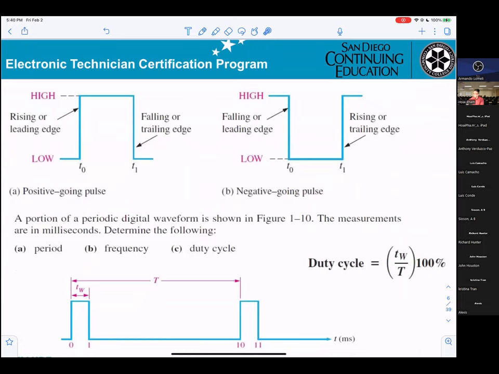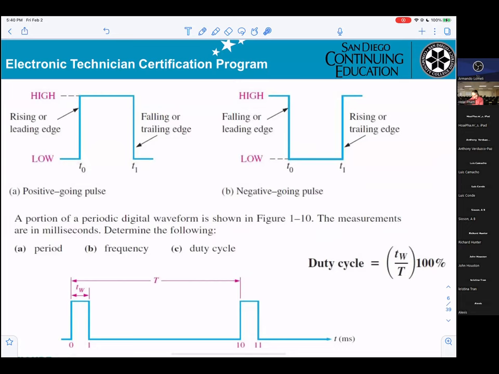This is just a definition, okay? You really want to make sure that when you see it, you recognize what it is. Now, this is a positive-going pulse. That means when the signal is low, it goes into the high, and then goes low, okay? The one going up, they call a rising or leading edge. And the one going down, they call a falling or trailing edge, okay? And that's what they call a positive-going pulse.